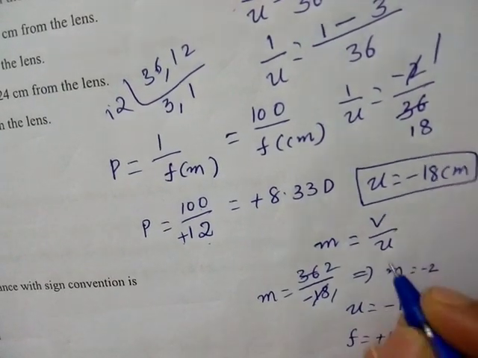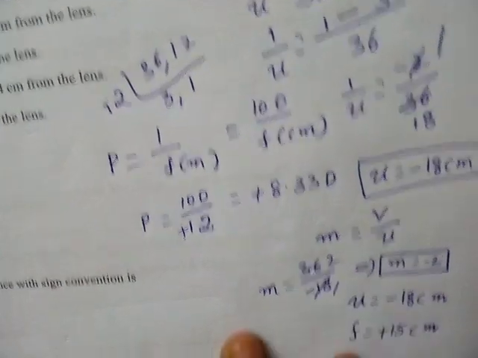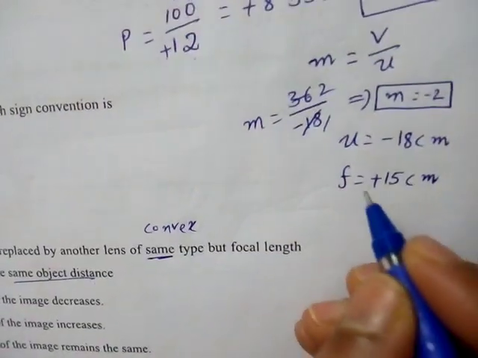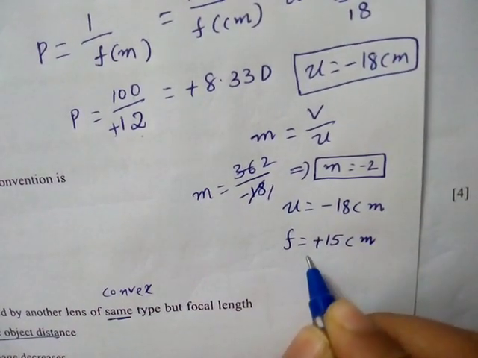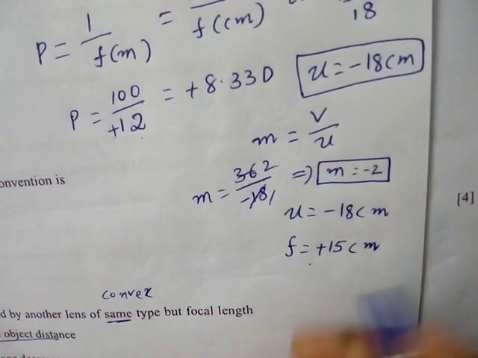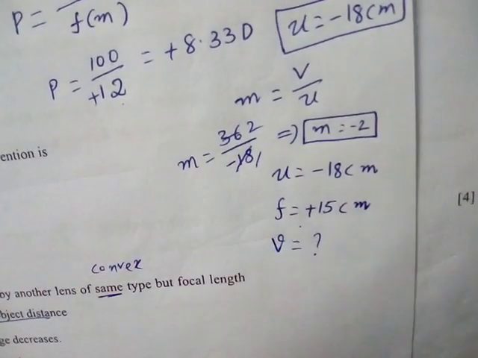So magnification is equal to -2 in the first case. Now in the second case, u is equal to -18 centimeter, f is equal to +15 centimeter. If you find magnification, you can compare both of them. So let us first find the image distance v.